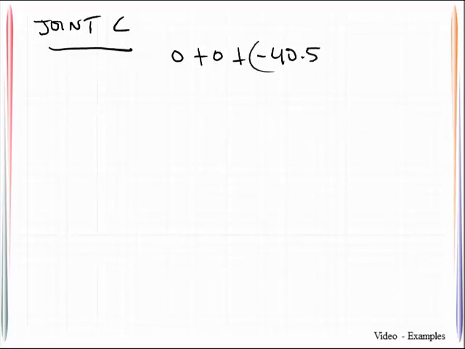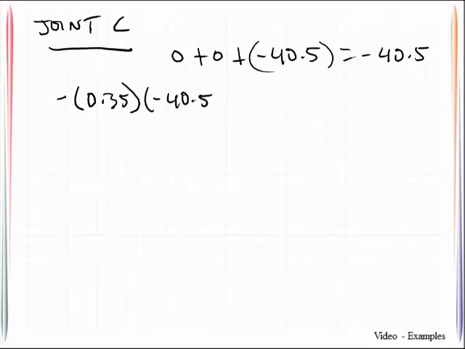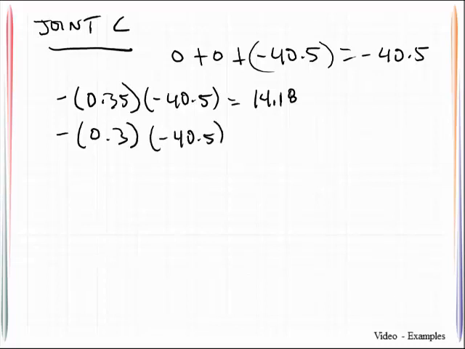So let's look at joint C, and I'm going to sum up all the moments there at joint C. That's 0 plus 0 plus a negative 40.5 is equal to negative 40.5. That means that I need to add 40.5 back onto that joint, and these are the distributions that will happen there. Negative 0.35 times negative 40.5 is equal to 14.18. You'll notice 2 of the members have that distribution factor, and then 0.3 times negative 40.5 is equal to 12.15.